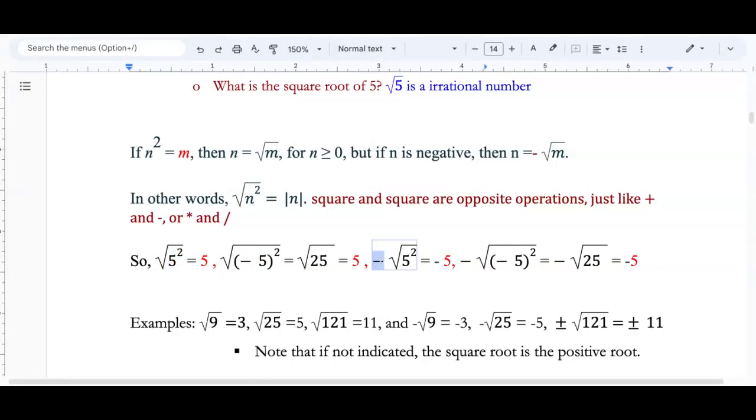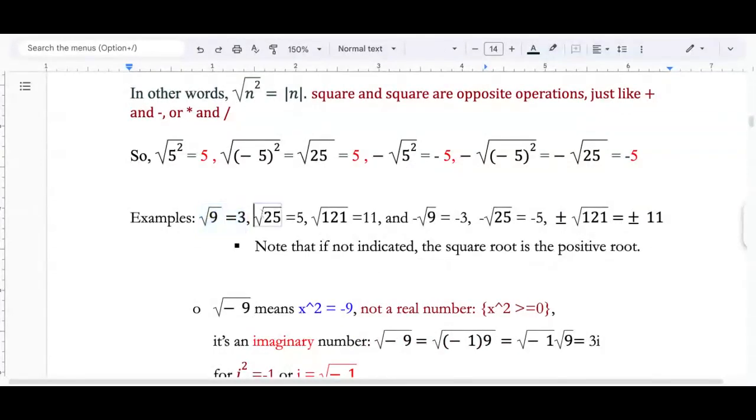But if you have a negative sign before the square root, that stays negative 5, because this negative sign has nothing to do with the square and square root. And this one too, the first negative sign has nothing to do with the square or square root, but the second negative sign is being squared. So that's negative square root of 25, that's negative 5. Sometimes this can be confusing, okay? Just make sure you follow the rules.